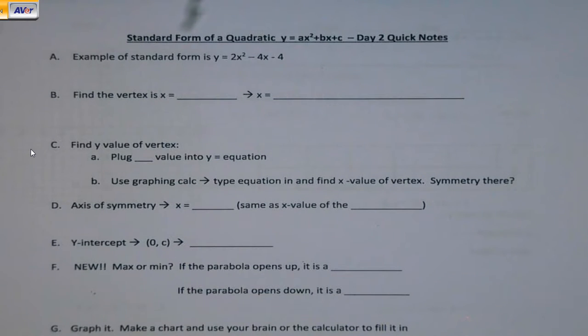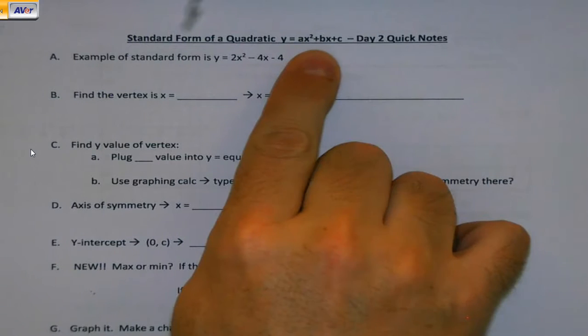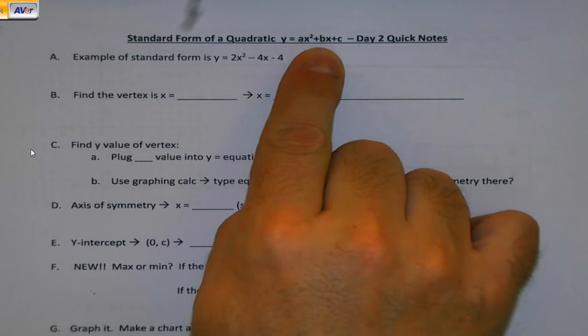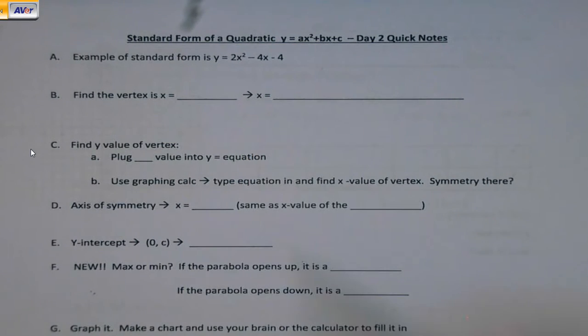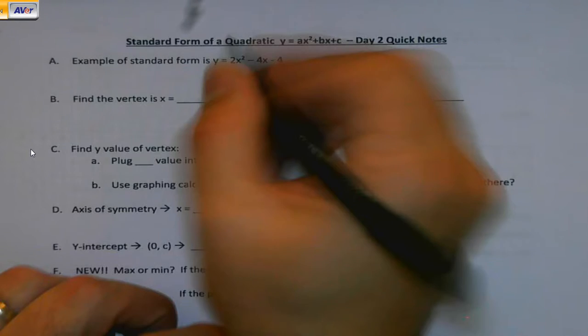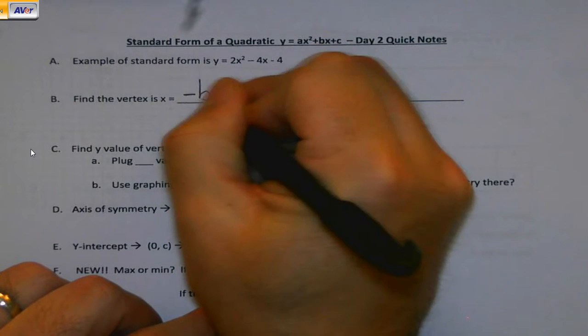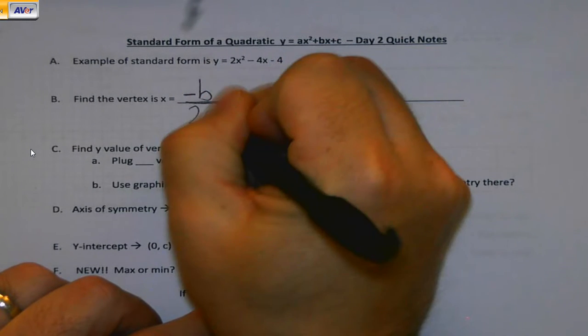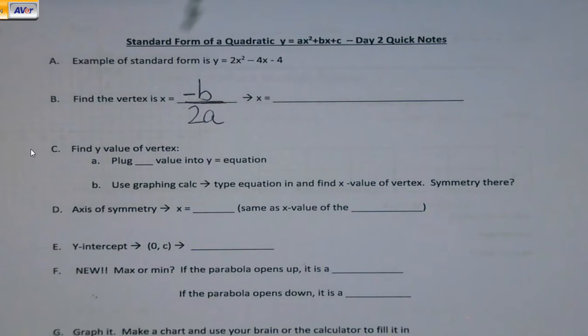So, second day of dealing with things in quadratic form, which means there's no parentheses involved. So, here's an equation that I'd have. Here's something I could graph with a parabola. So, reminder, to find the vertex, to find the x value, we use that little mini fraction, negative b over 2a.